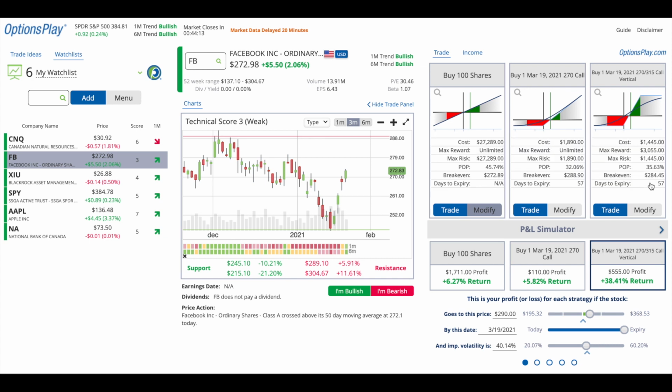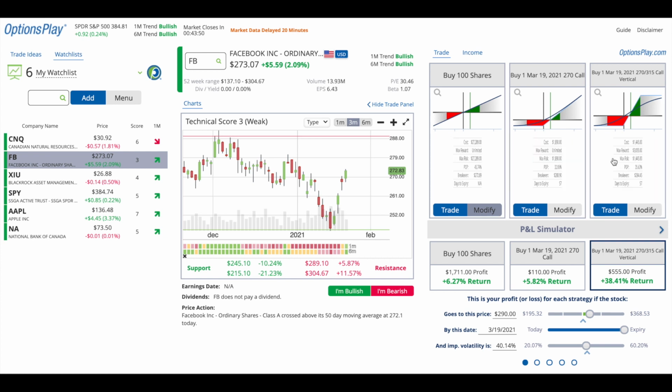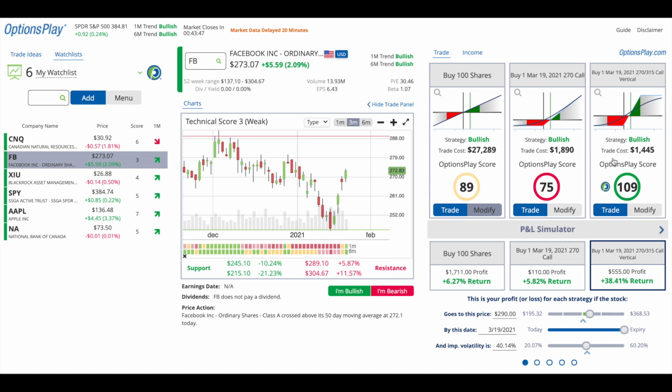Now, most platforms will give you a breakdown of the strategy based on max reward, max risk, probability of profit, as well as your break-even price on each one of these strategies. But most investors will find that if they just simply look at a page that looks like this, it's difficult to compare these numbers and determine which strategy actually provides the best risk to reward ratio. And that's why we created the OptionsPlay score, to make this as easy as possible. And it's color coded so that you can easily identify which strategies have relatively poor risk to reward, like this call option here, and which ones have relatively strong risk to reward, like the strategy here on the right.